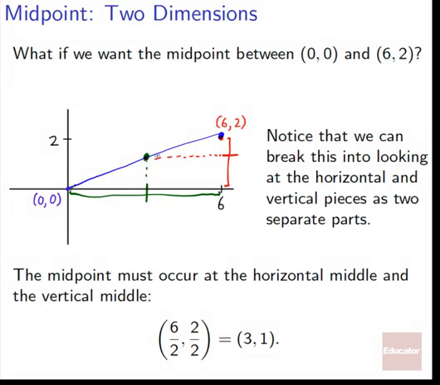and that's our midpoint. So it's going to have to be the horizontal middle. Our horizontal distance was 6, so 6 over 2 is where we're going. Our vertical distance was 2, so it's 2 divided by 2.